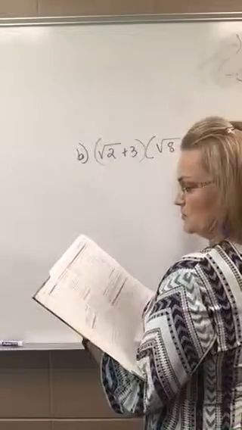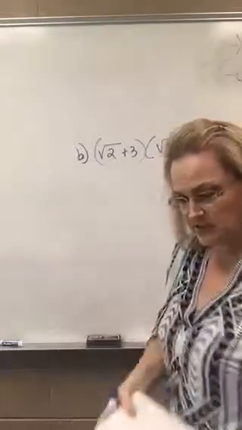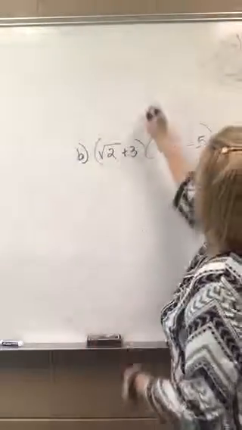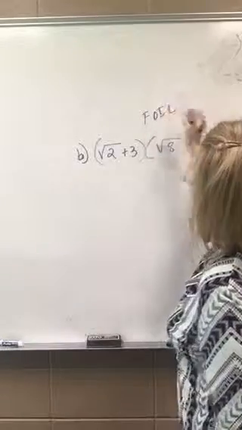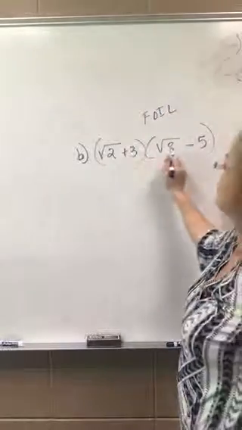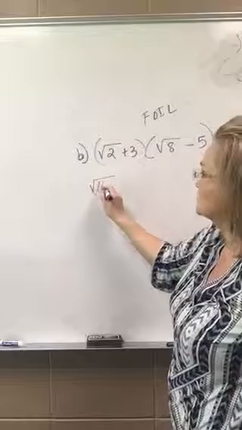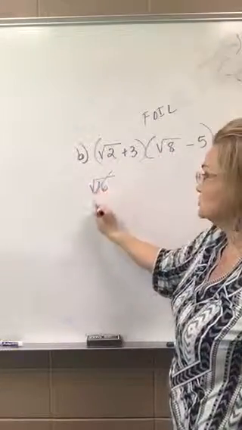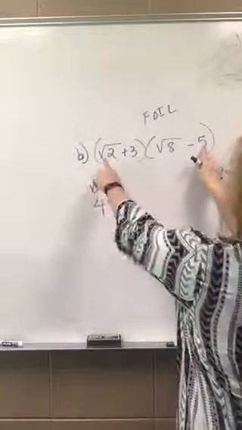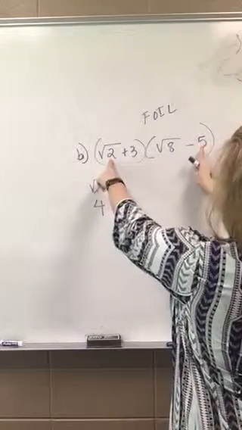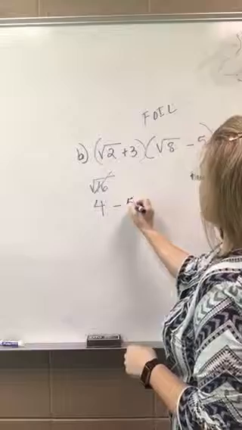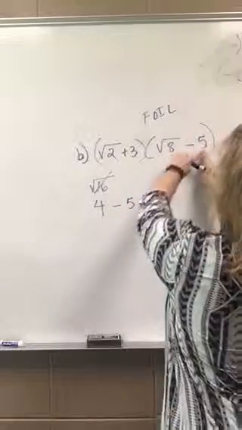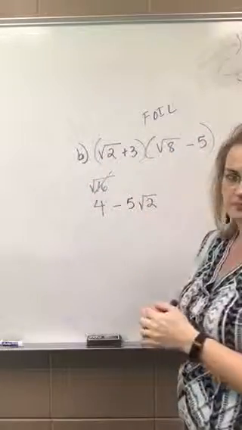So this one won't reduce down quite as nicely, but it does reduce some. So FOIL again, because it's a binomial times a binomial. The first times the first, because they're both square roots, we can take the 2 times 8 and get 16, which will reduce to just a 4. The outer times outer, so this one's in a radical and this one's not, so we write that as 5 radical 2. We just put the negative 5 in front of the radical 2.